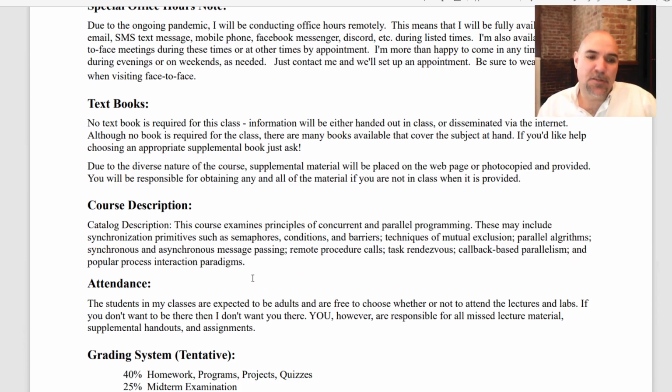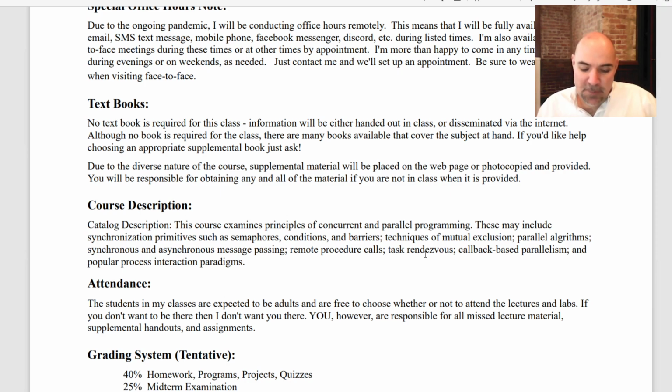All right, the course description. And this is the catalog description. It says, this course examines principles of concurrent and parallel programming. These may include synchronization primitives such as semaphores, conditions, and barriers, techniques of mutual exclusion, parallel algorithms, synchronous and asynchronous message passing, remote procedure calls, task rendezvous, callback-based parallelism, and popular process interaction paradigms.